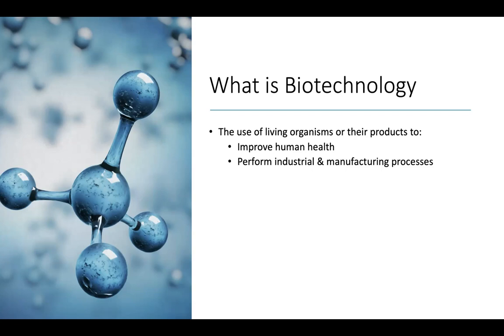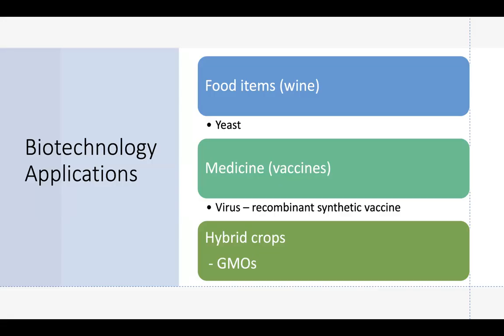So biotechnology is a very multidimensional field of science, okay? It's definitely one that's budding right now. Anything that has to do with biotech would certainly land you a great career opportunity, all right? So again, from a point of definition here, and this is a very broad definition, we want you to say that biotechnology involves the use of organisms or their products to either improve human health or to perform industrial and manufacturing processes, right? So we talked about some of these biotechnology applications last week, from food production, right?